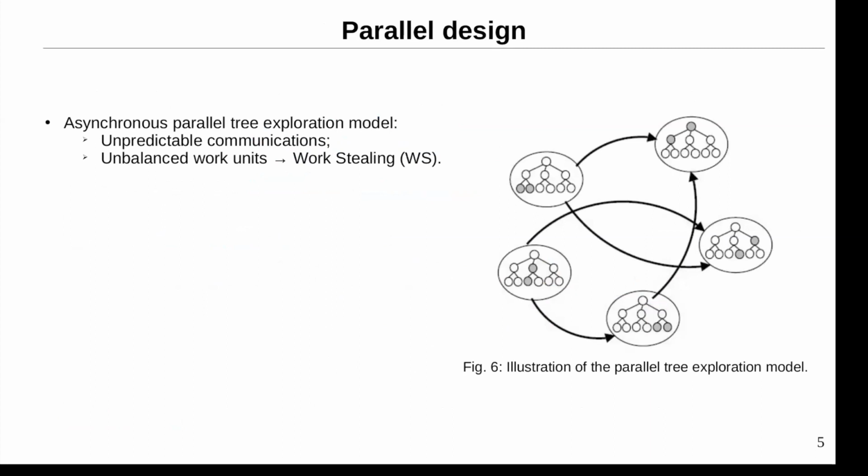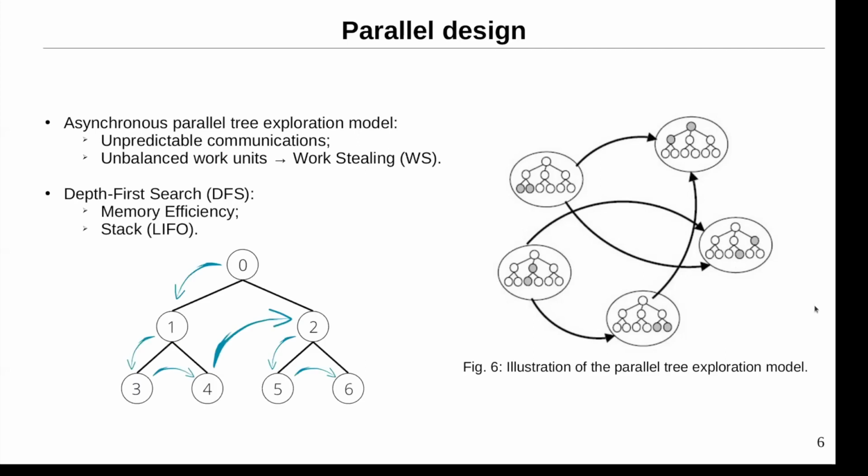In this work, we consider an asynchronous parallel tree exploration model, which consists in performing several searches in parallel. As you can see, it implies unpredictable communication between processes. And also, due to the high irregularity of branch and bound, we have unbalanced work units. So we choose to use a work-stealing approach to tackle this. Globally, in each process, we perform a depth-first search because it ensures good memory efficiency, and it is easily implemented using a stack in a LIFO manner.